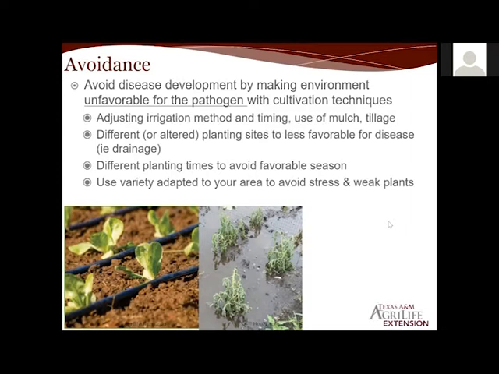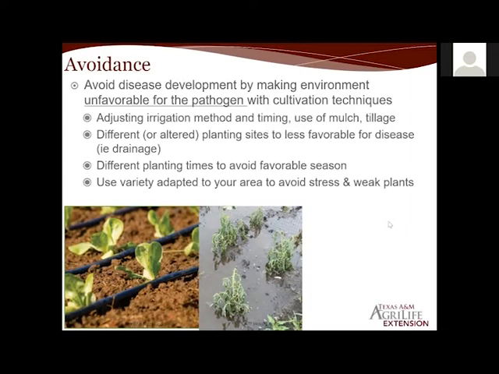So, for example, let's say we have fungus X that really, really loves the hot part of the summer. So if you can plant your crop early and get your crop harvested before the peak heat of the summer, then you've just avoided a problem. So that would be an example of different planting times to avoid the peak season for the pathogen.